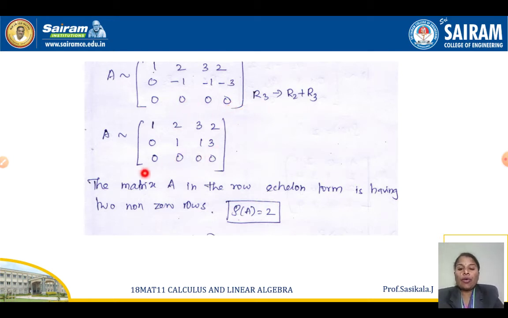Got it? Now this is your echelon form, isn't it? What are the two conditions? All the 0 rows must be below the non-zero rows. So it is there below, isn't it? And all the non-zero rows, the first entry must be 1. Yeah, it is there. So now it is reached.